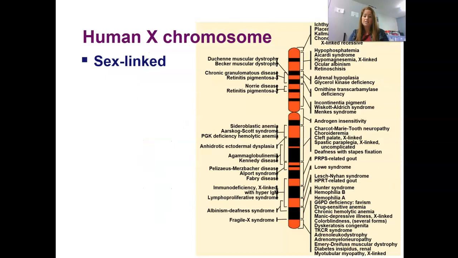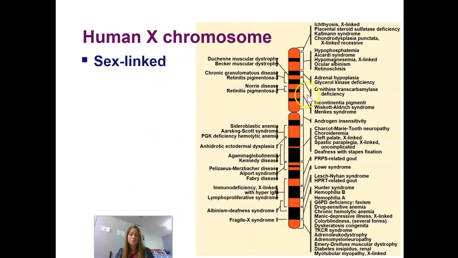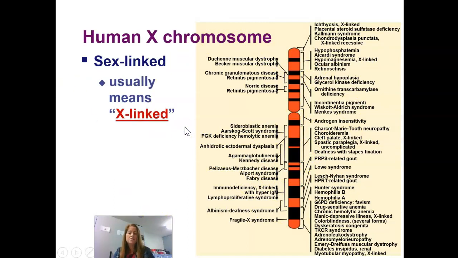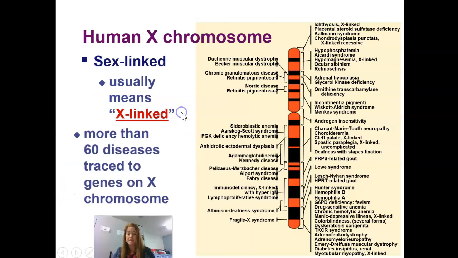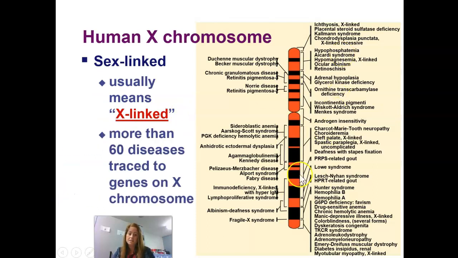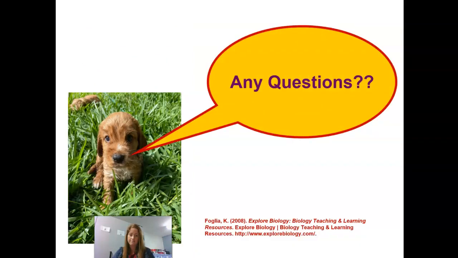There are lots of genes linked to the human X chromosome. There's a bunch of them listed here. And usually when we say something is sex-linked, we're really referring to it being X-linked. Lots of diseases are traced on the X chromosome, but also just remember that males are more likely to get this trait because they only have one X. So if they get the recessive, they have it. They don't need to have two recessives, whereas females would have to receive two recessives to get a sex-linked trait.